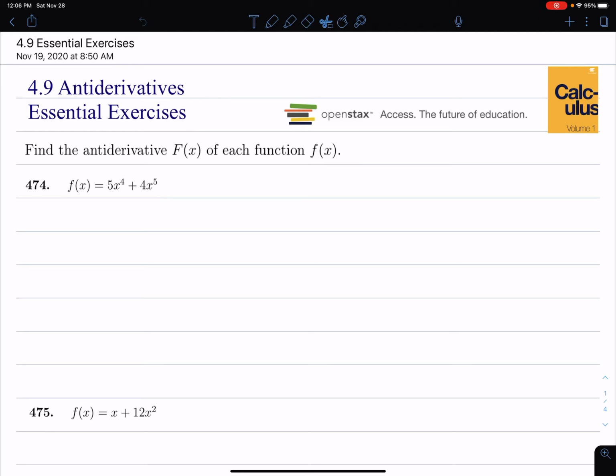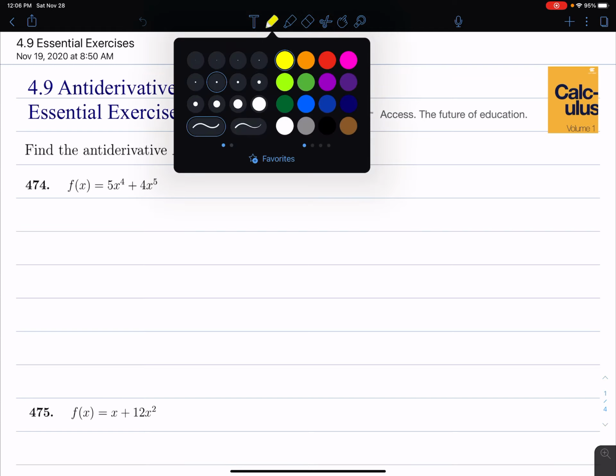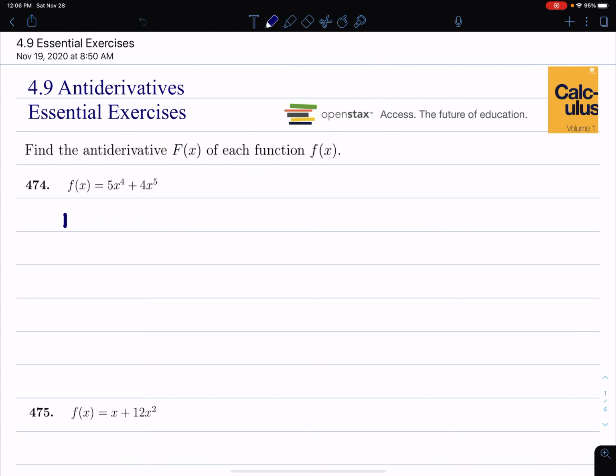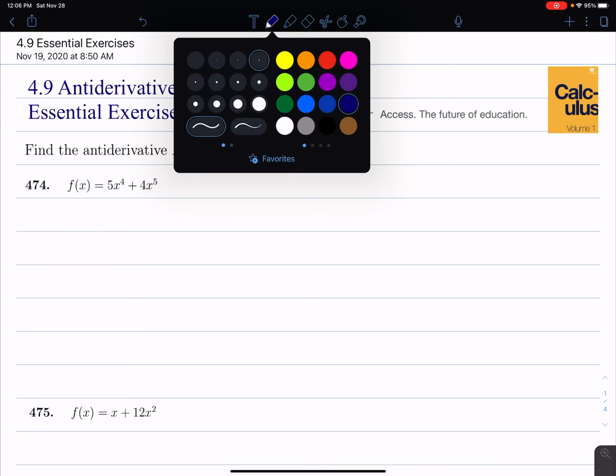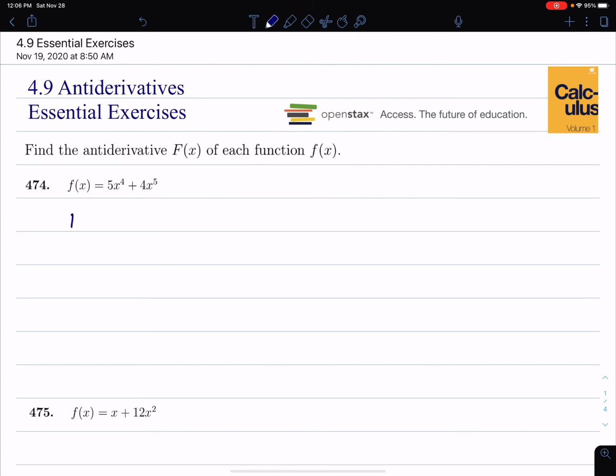Hello, here we're going to find the antiderivatives of some functions right here. Now, what's the antiderivative? It is a function, I'll call it capital F, such that when I take the derivative of capital F, I get little f. So I'm going to try to find capital F such that the derivative of that guy equals little f, and little f is given above.